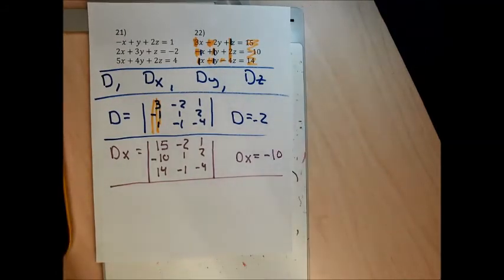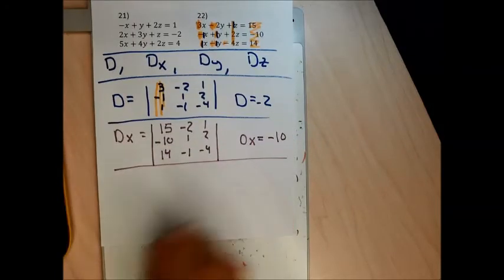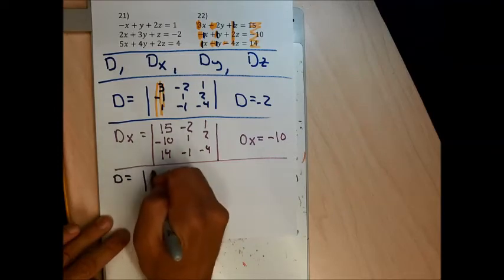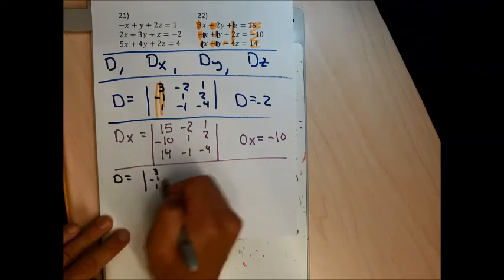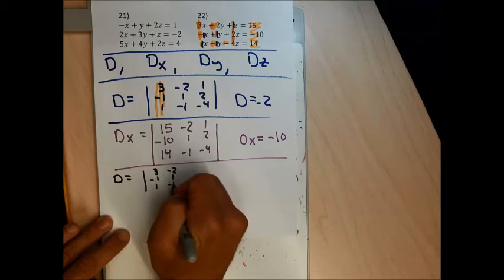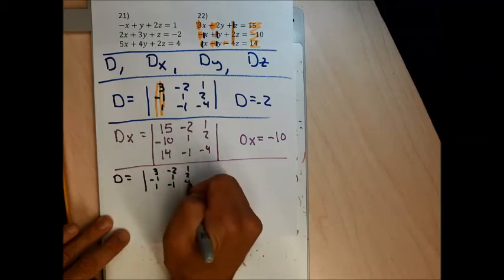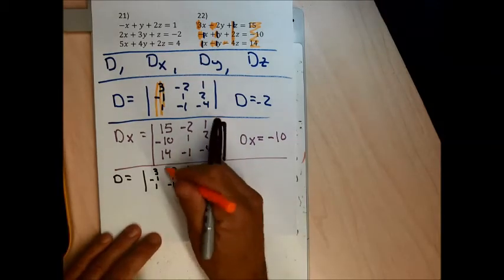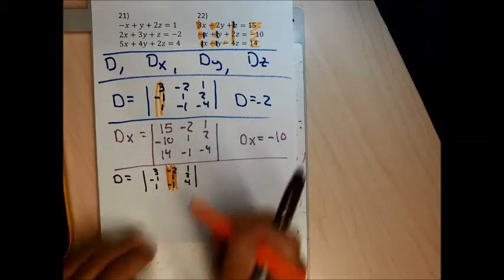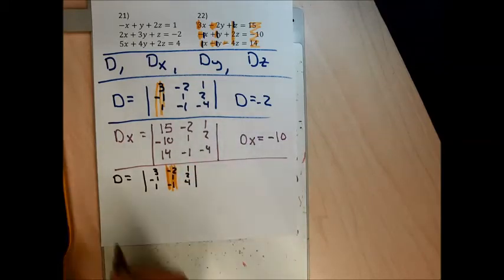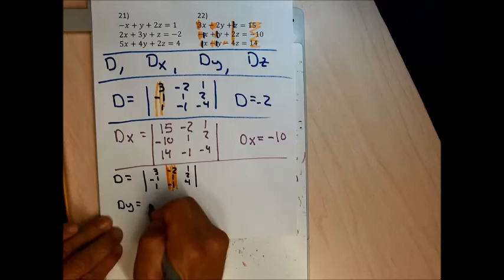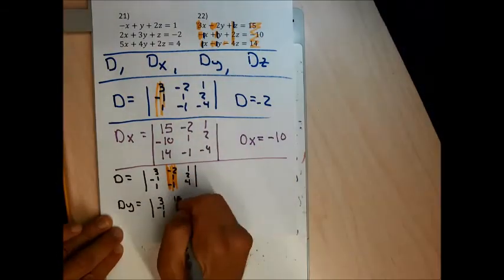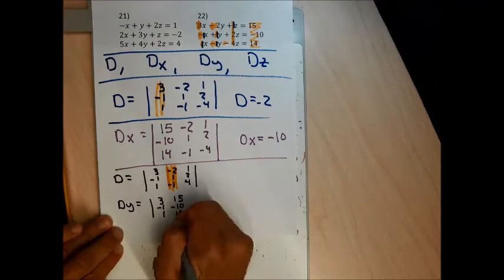Now I'm going to move on to my D sub y, and it might not hurt if I do this better. So my original D matrix, 3, -1, 1, -2, 1, -1, 1, 2, and -4. And from that D matrix, to get D sub y, I need to change the y column to the equals column. So that column's the y column. For my D sub y, I'm going to change that column to the equals column, which is 15, -10, and 14.